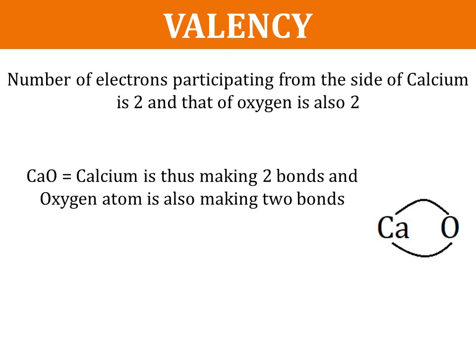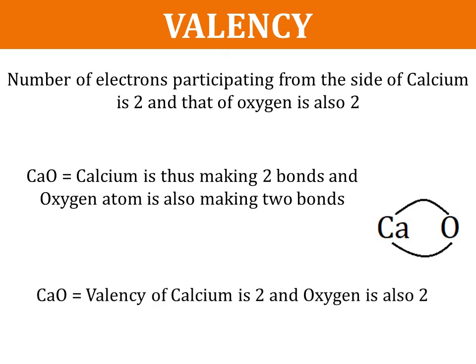Over here, it's not like the previous PCl5, where there is a sharing of electrons. Here it's an ionic compound, so a donation of electrons takes place, and thus calcium donates 2 electrons and oxygen accepts 2 electrons. If calcium donates 2 electrons, calcium attains the nearest inert gas configuration of argon, and oxygen, after accepting those 2 electrons, attains the nearest inert gas configuration of neon, and thus once again the valency of calcium is 2 and oxygen is also 2.